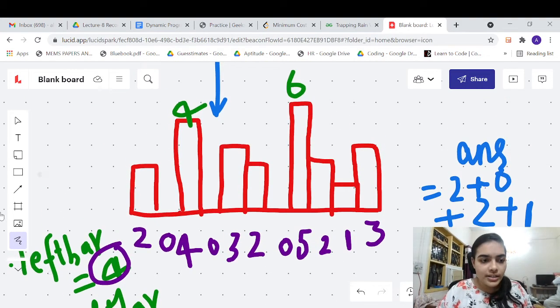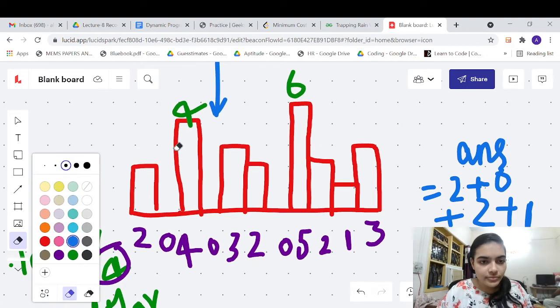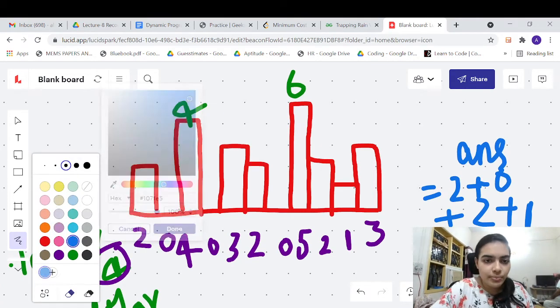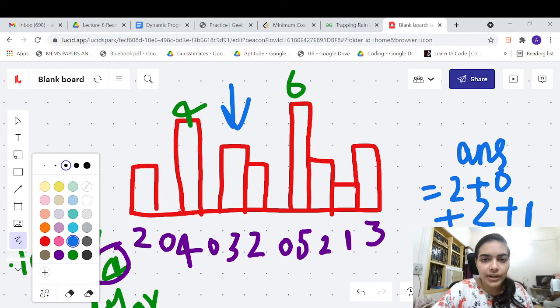Okay, now let us go forward to the next case. The left pointer will move here, and the right pointer is still sitting at 6. So now the left pointer has come here.